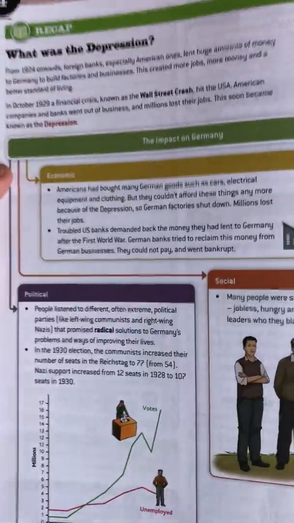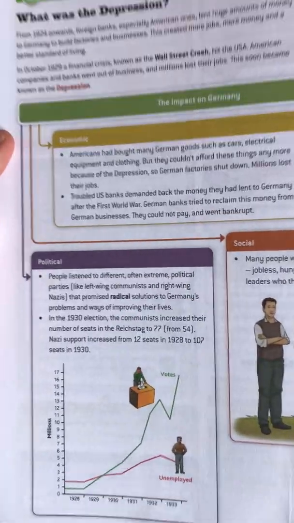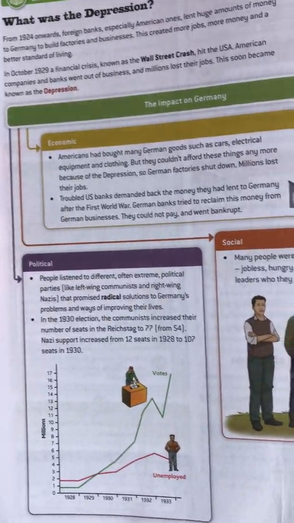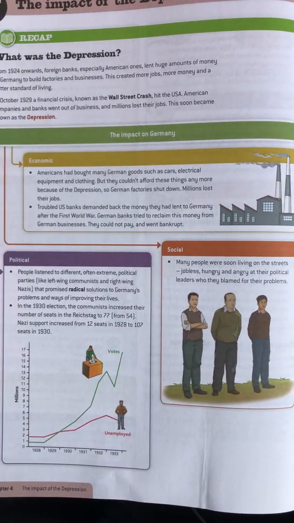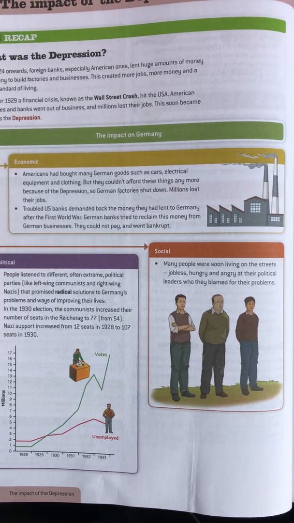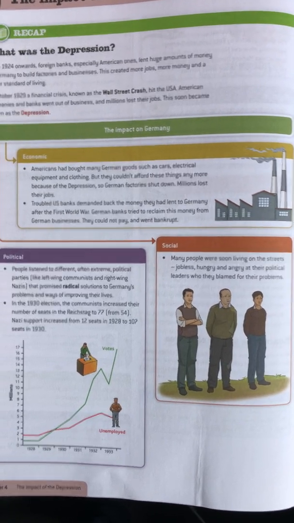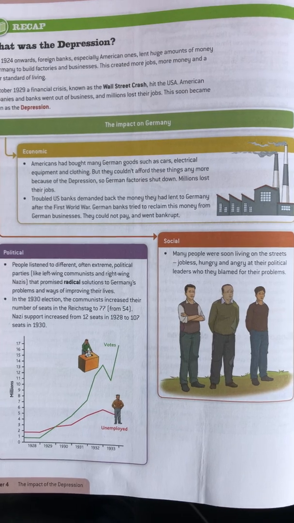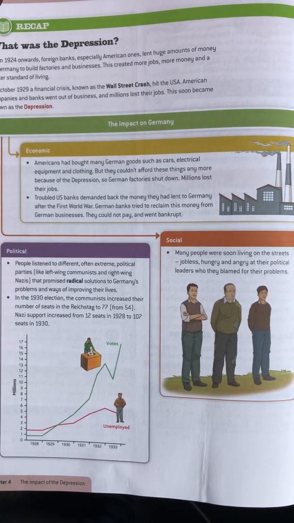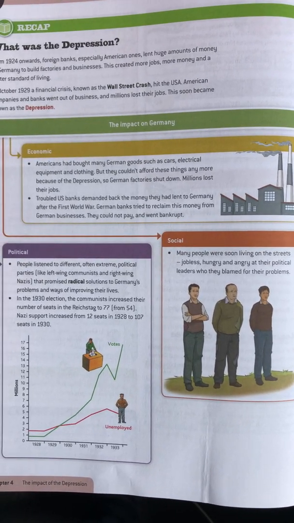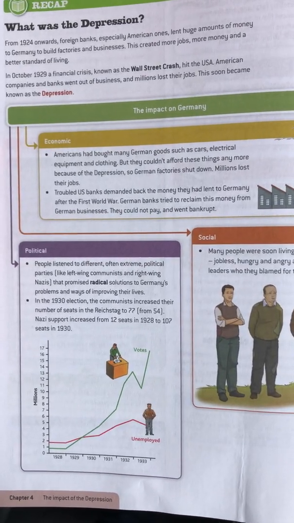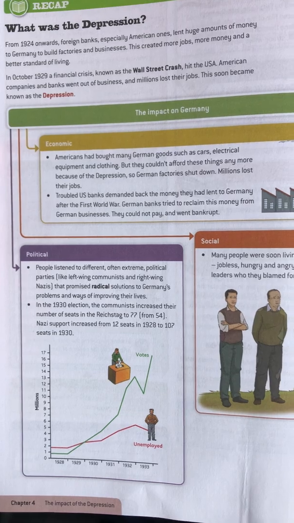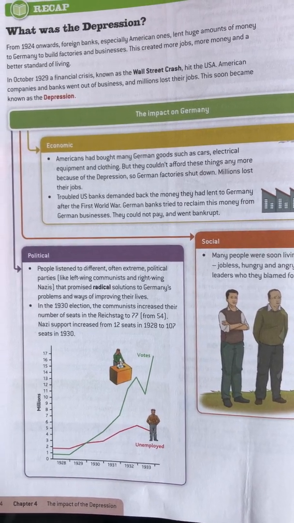So what was this impact? We'll break it into three different factors: economic, social, and political. So first, looking at the economic, Americans bought many goods from Germany, such as cars, electrical equipment, and clothing. They can't afford to buy these anymore, which means German factories have to shut down. If factories have to shut down, lots of people lose their jobs. And as we've said, troubled US banks have to call money back from Germany, meaning that German banks begin to collapse.